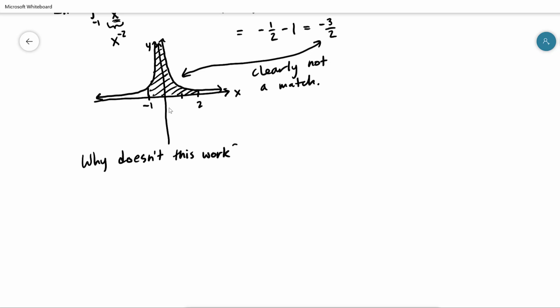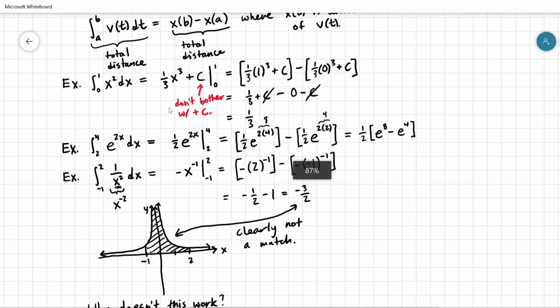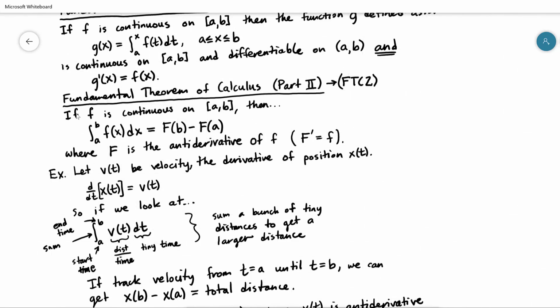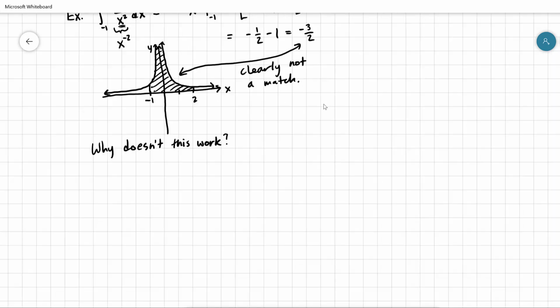So why doesn't this work? We're violating the requirements of the fundamental theorem of calculus. Let me go way back up to it real quickly here. So here's what we were trying to do. But it requires what about this function? f needs to be continuous on the entire interval that we're going to be evaluating on. So the whole area that we're going to be finding, our function needs to be continuous. And our function is not continuous. It has an asymptote. So the fundamental theorem of calculus doesn't apply. Not all the conditions are met.